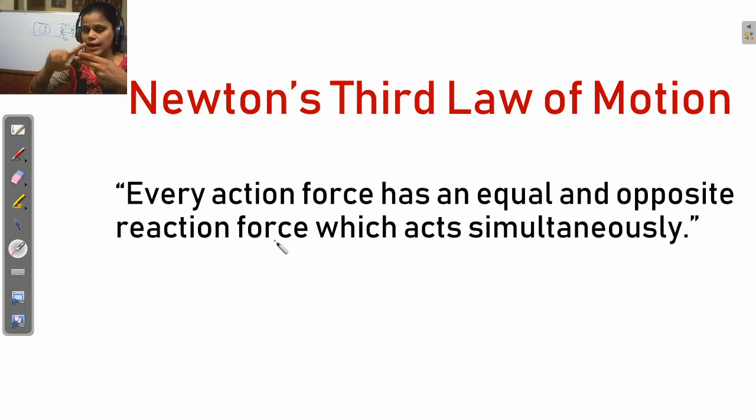So here there are two forces, the action force and the reaction force. Every action force has an equal and opposite reaction force which acts simultaneously. Understand? So what is the statement of Newton's third law? Every action force has an equal reaction, because here F1 and F2 are equal. The magnitudes of the two forces are equal. Action force and reaction force are equal and in opposite directions, because the directions of both forces are opposite, and they act simultaneously at the same time. So this is Newton's third law of motion.